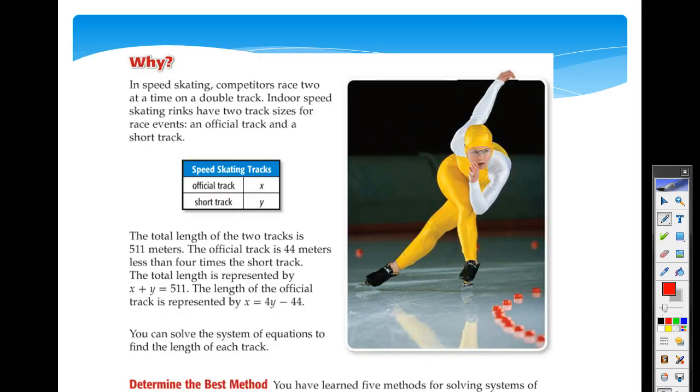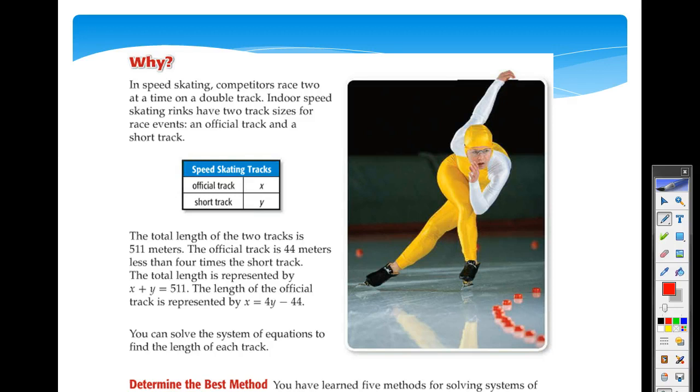Okay, so why are we doing this? So you have an example here. In speed skating, competitors race two at a time on a double track. Indoor speed skating rinks have two track sizes for race events, an official track and a short track.